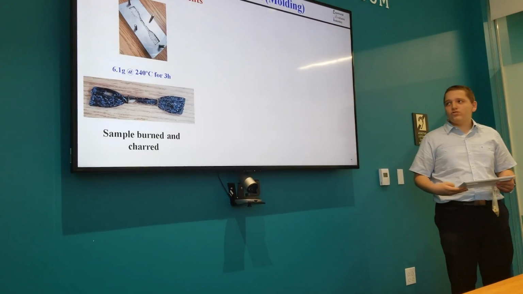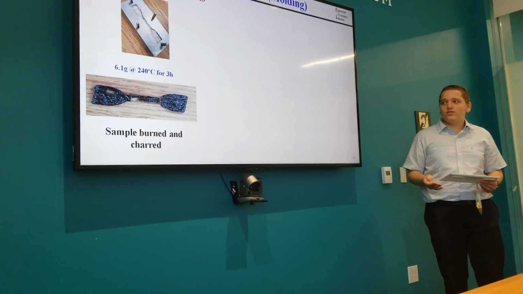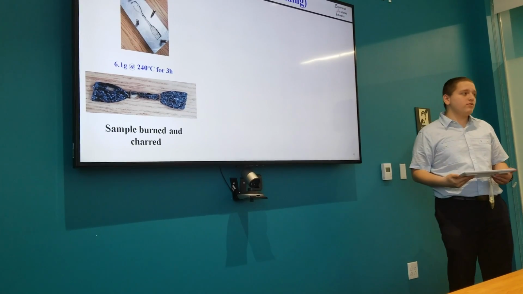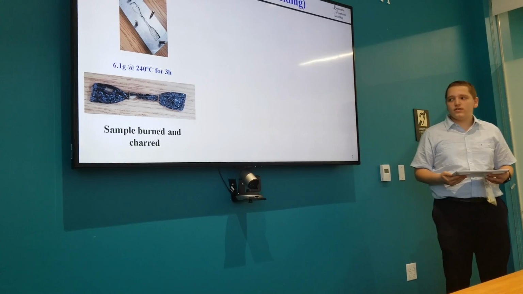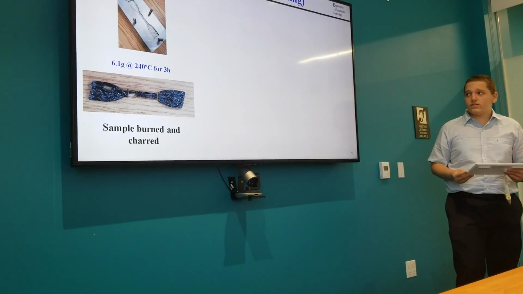So we had a few challenges. Our first challenge was that the sample was burned and charred due to us not having the top on the first sample, which was 6.1 grams of ABS plastic that was left in the oven for 3 hours at 240 degrees Celsius. And it also oxidized, so we had to figure out a solution for this.